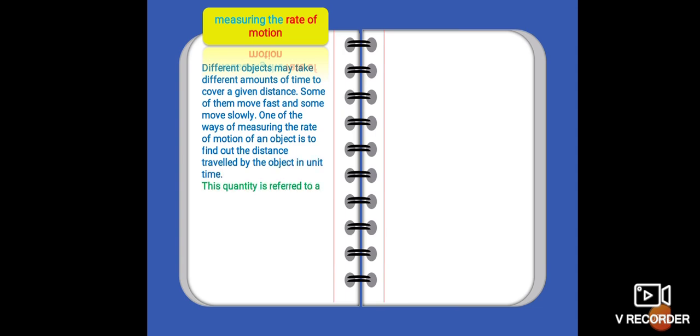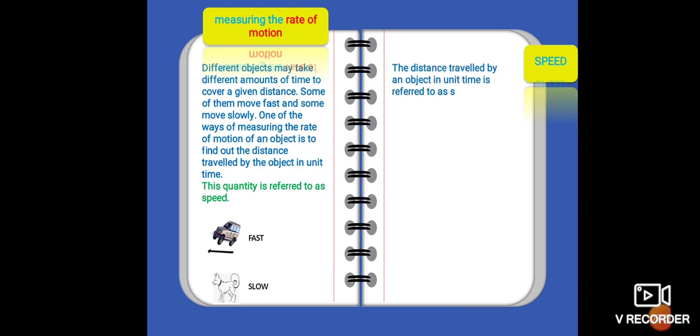Now look at the picture. Car is fast moving and dog is slow moving. So we need a quantity and this quantity is speed. So what is speed?